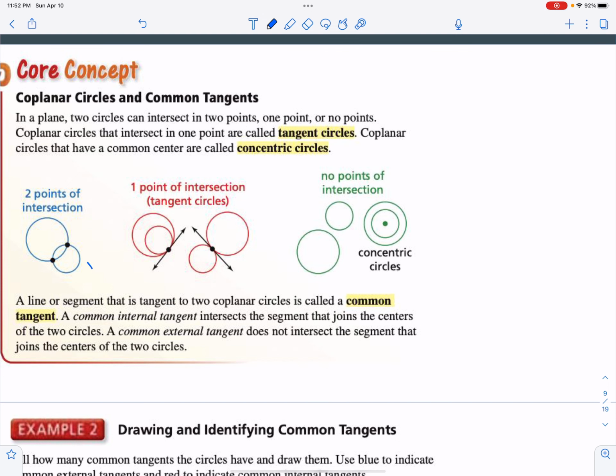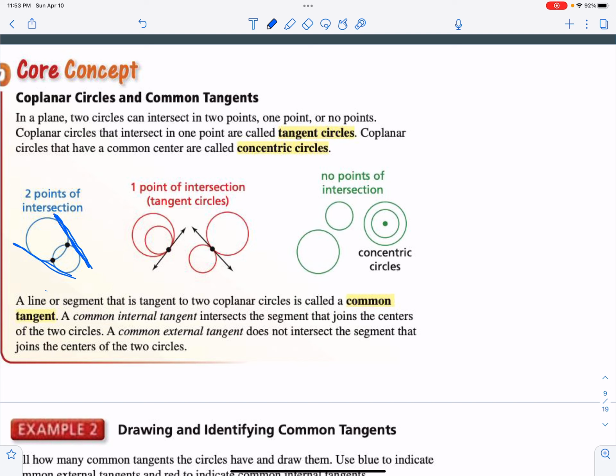So on the 2 points of intersection, again, bear with me on the drawing, but I could draw 2 common tangents that go through my circles like that. Okay, if I have 1 point of tangency, I'm only going to have 1 common tangent.